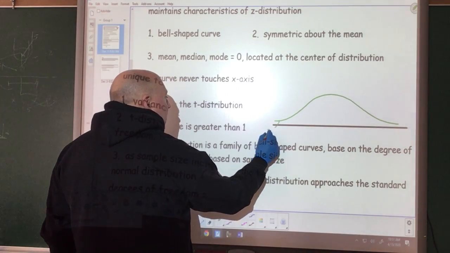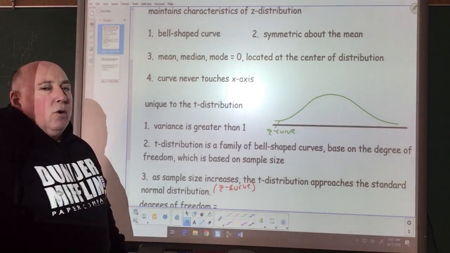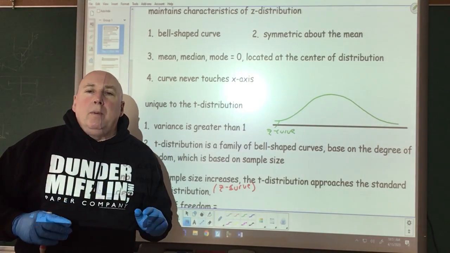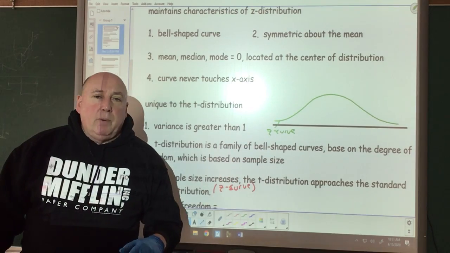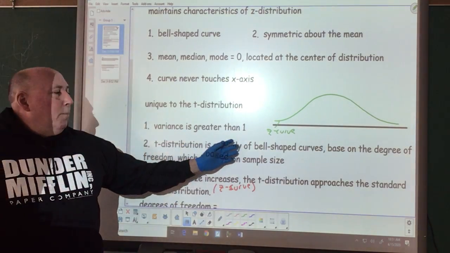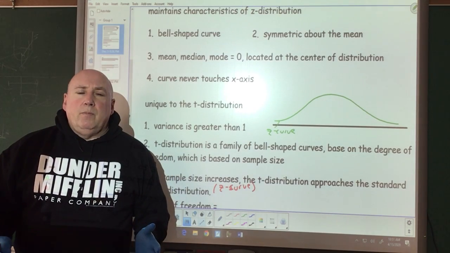This is our normal z-curve. This is your normal distribution. This is what we've been dealing with throughout. Okay, we've been drawing these bell-shaped curves. Now what happens with a t-distribution, we get a family of curves.